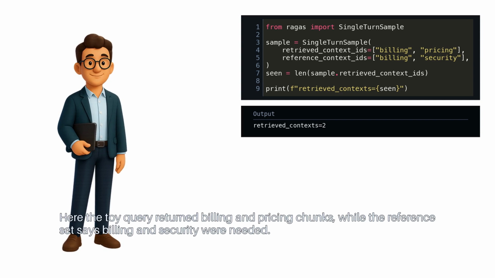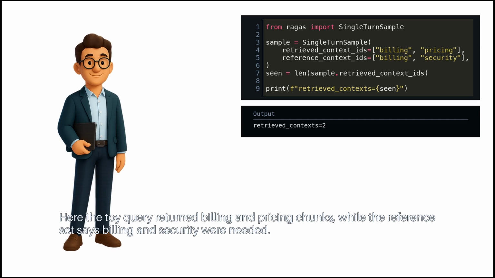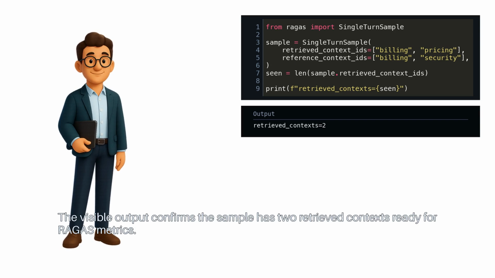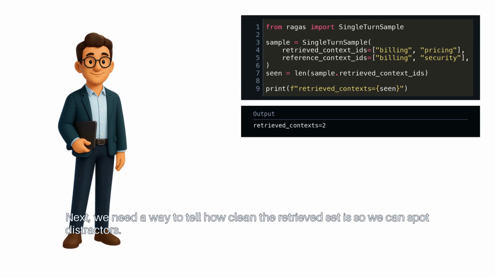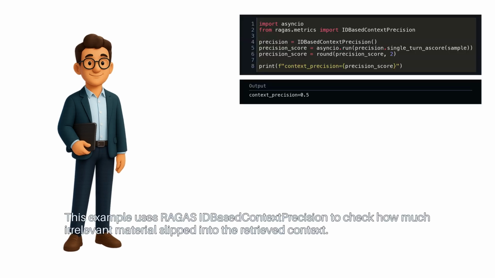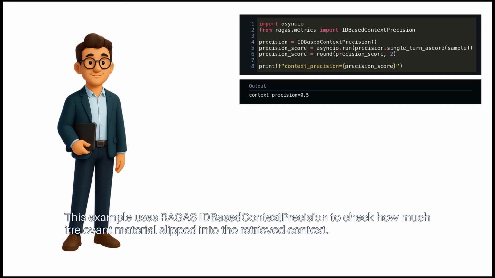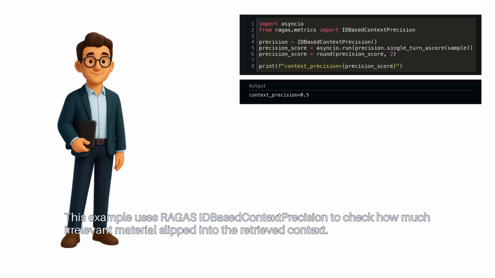Here, the toy query returned billing and pricing chunks, while the reference set says billing and security were needed. The visible output confirms the sample has two retrieved contexts ready for RAGAS metrics. Next, we need a way to tell how clean the retrieved set is so we can spot distractors. This example uses RAGAS IDBasedContextPrecision to check how much irrelevant material slipped into the retrieved context.